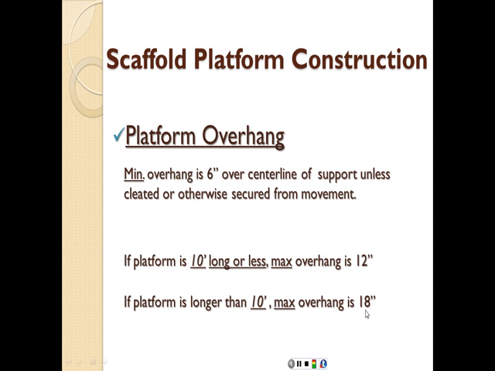So under no conditions can the overhang exceed 18 inches. If the length of the platform is less than 10 feet, then it should not exceed 12 inches. And the minimum is going to be 6 inches. So the minimums are 6, maximum is 18.